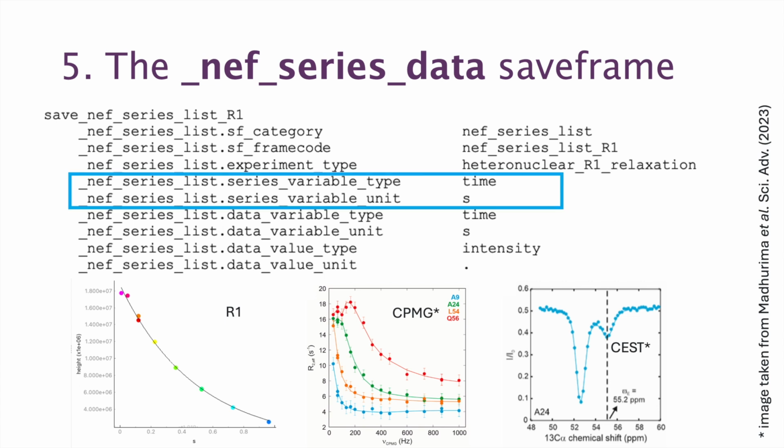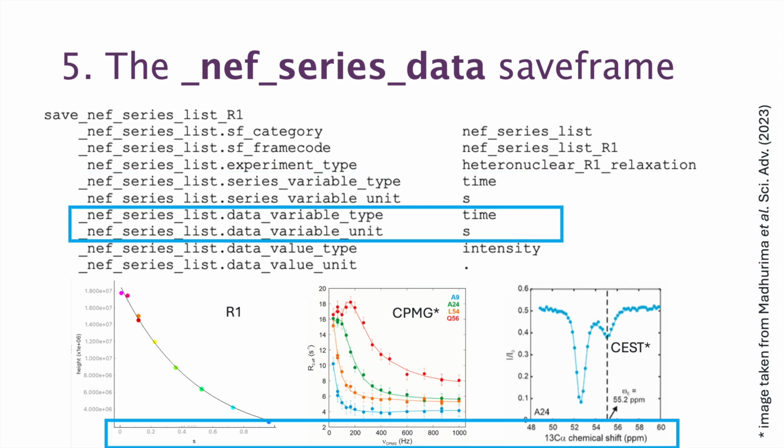So you have a series variable, which documents the variable that you are changing across your spectra. So for R1, it is a delay time. For a CPMG experiment, it is the number of CPMG cycles. For a CEST experiment, the frequency offset. You then have a data variable, which essentially corresponds to what is on the x-axis of these graphs. So for R1, it is essentially identical to the series variable. But for a CPMG experiment, this would be a frequency. For a CEST experiment, it would be a chemical shift.